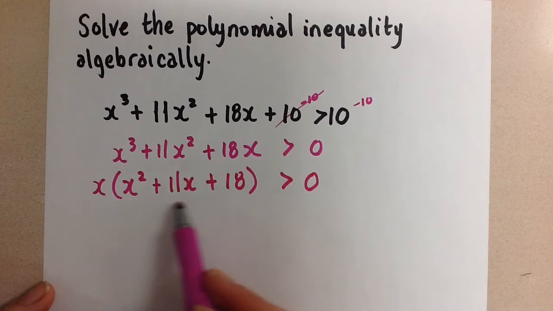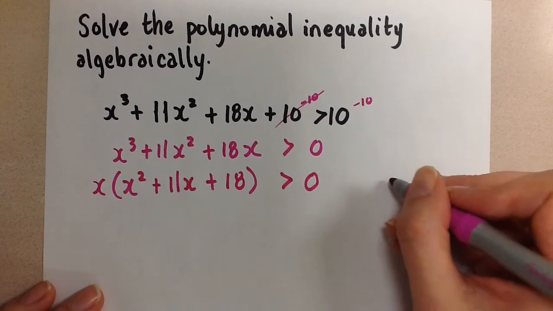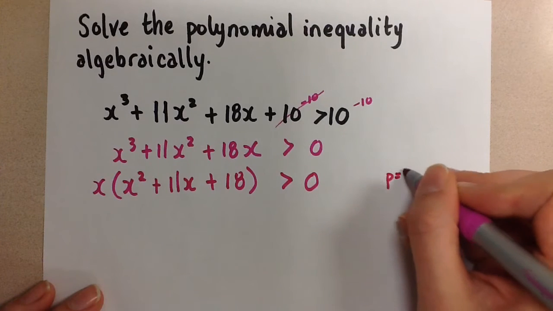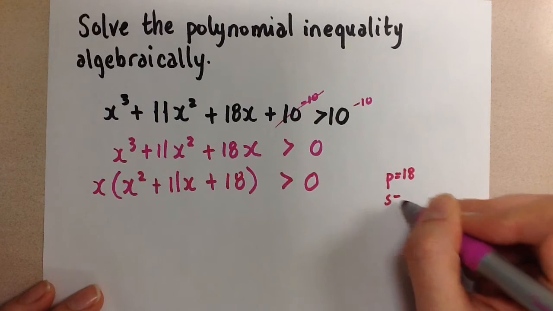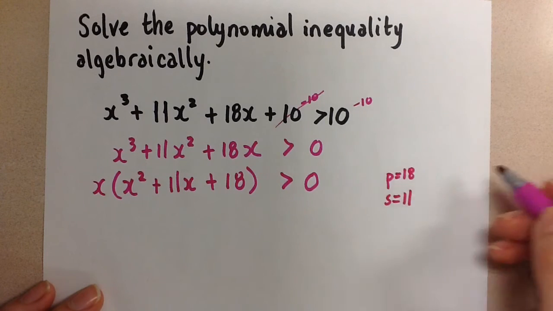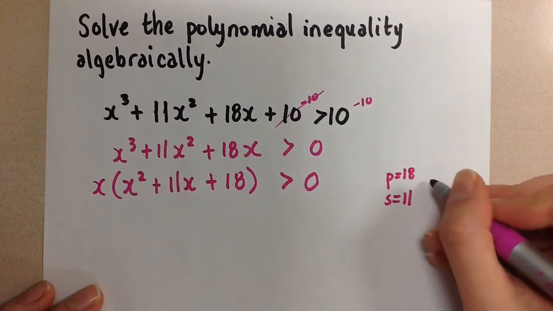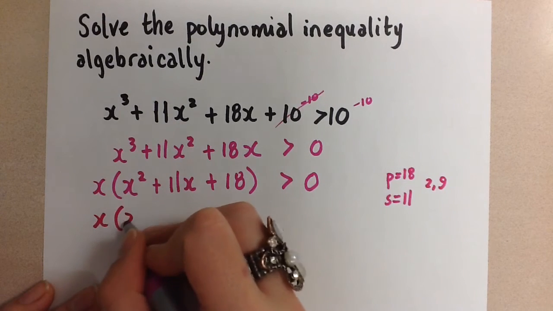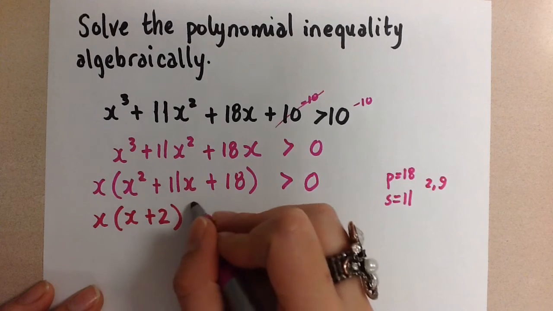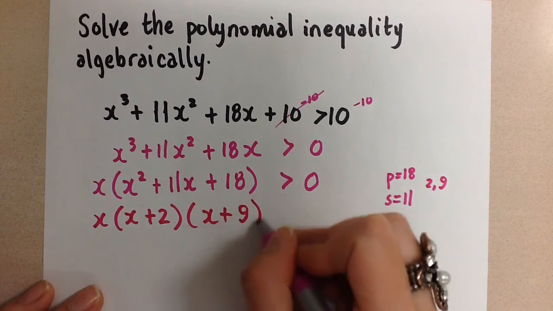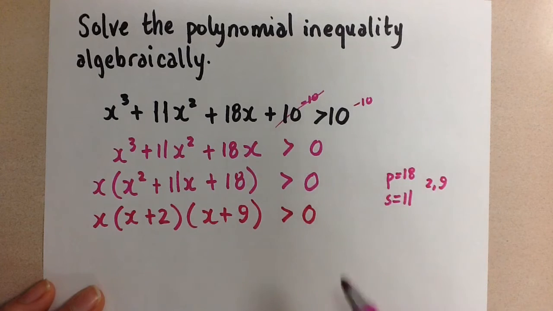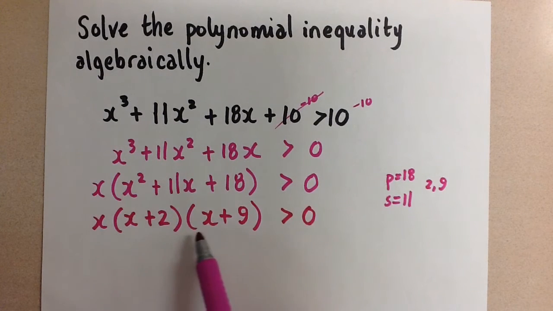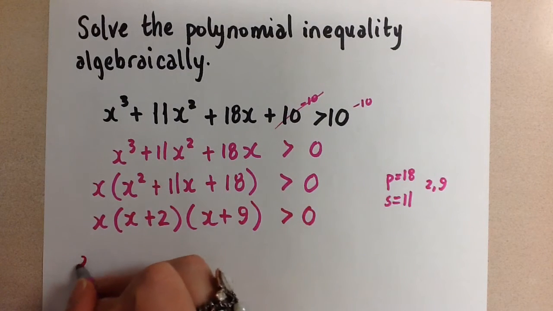We need to factor this polynomial. It's a simple trinomial, so I'm just going to use our product and sum method. Our product is 18 and the sum is 11. The two numbers that we're going to choose are 2 and 9. So we're going to place in our factors x plus 2 and x plus 9, and all of this is still greater than 0. Now that polynomial we had on the left hand side up here is fully factored. You see we have 3 distinct factors. From these 3 factors we get our 3 zeros.